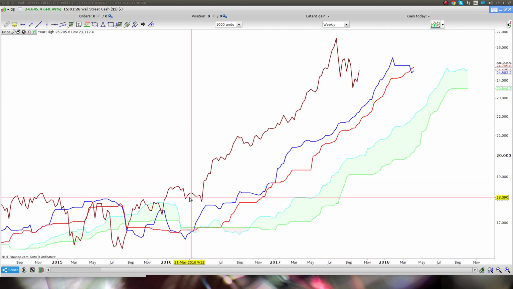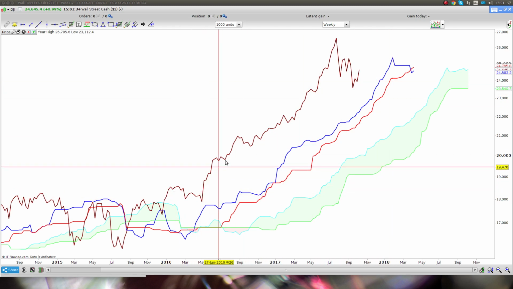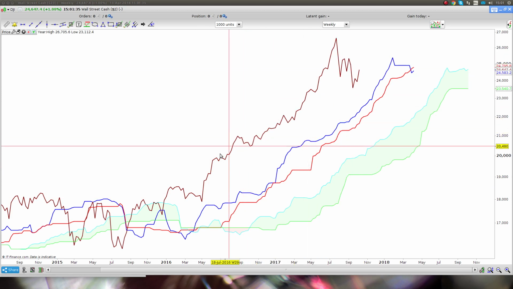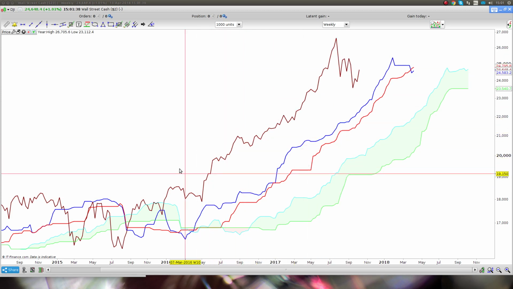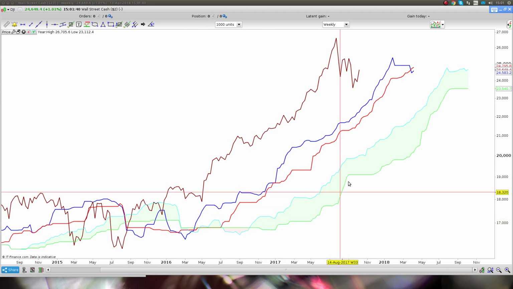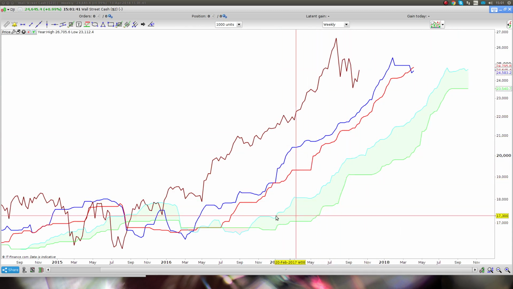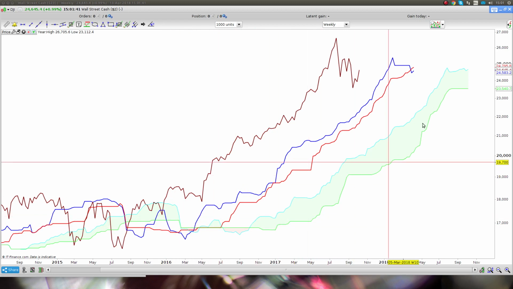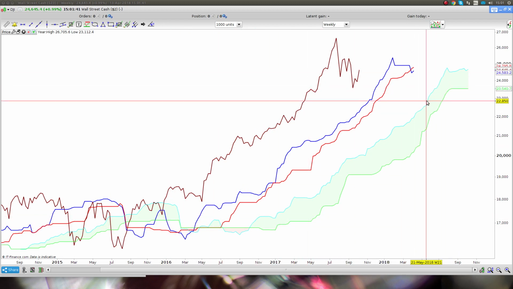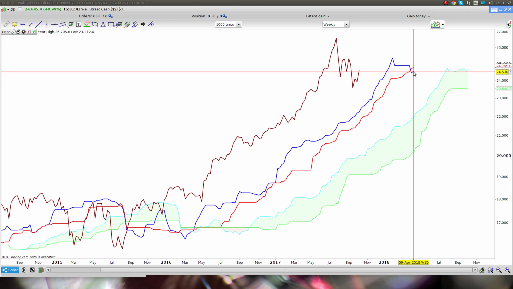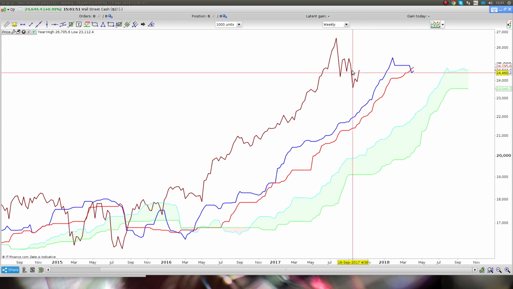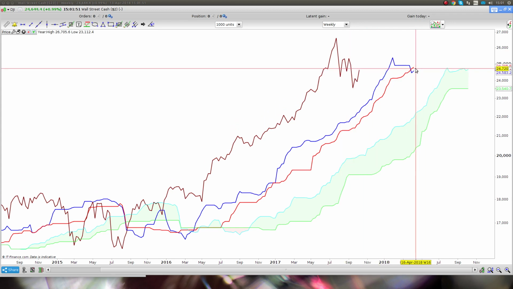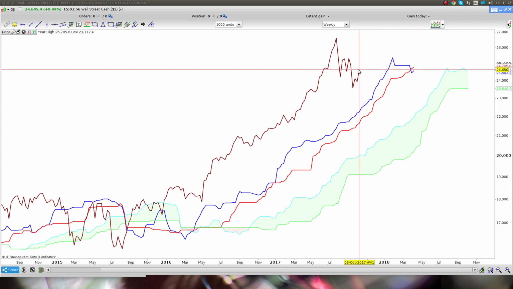Third element is Chikou span, which is this brown line, and I'll explain how that works shortly. And then the fourth element is the cloud, which is this green area here, and we've got the red, and we've got green. So this is the cloud. Now the cloud is calculated 26 positions ahead of price. Chikou span is calculated 26 positions behind price.